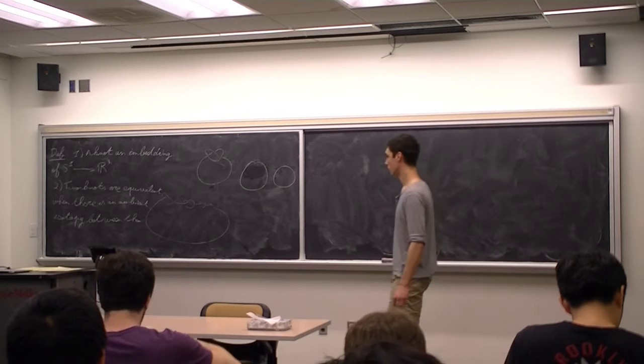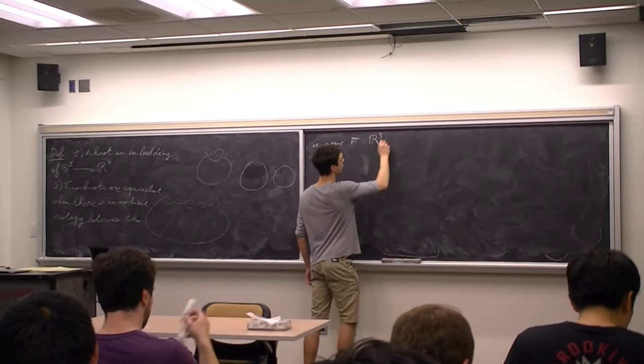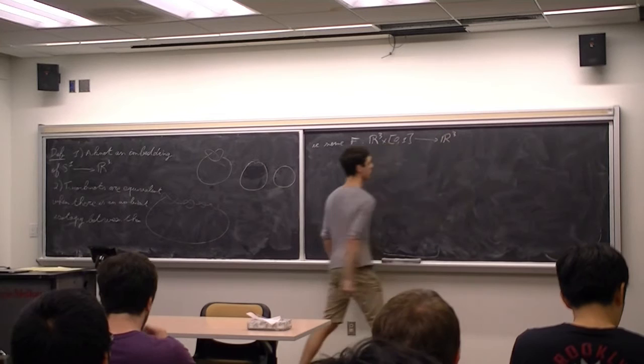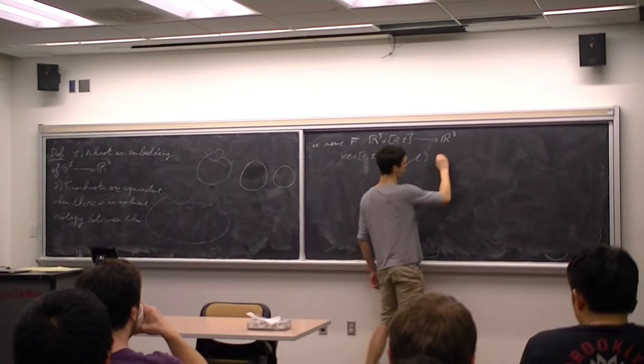An ambient isotopy, i.e. some F from R3 cross [0, 1] into R3, such that for all t, this guy is a homeomorphism.